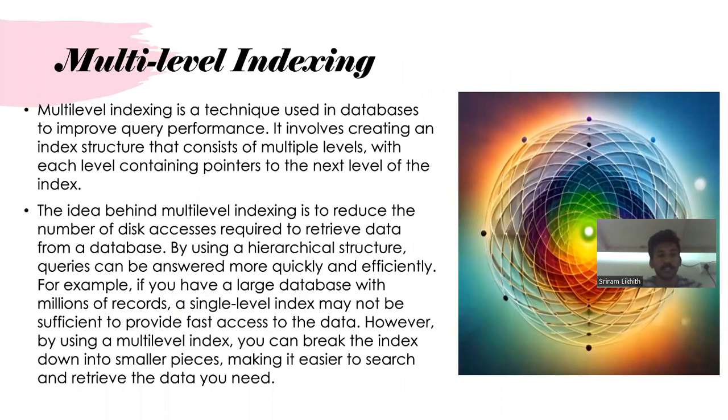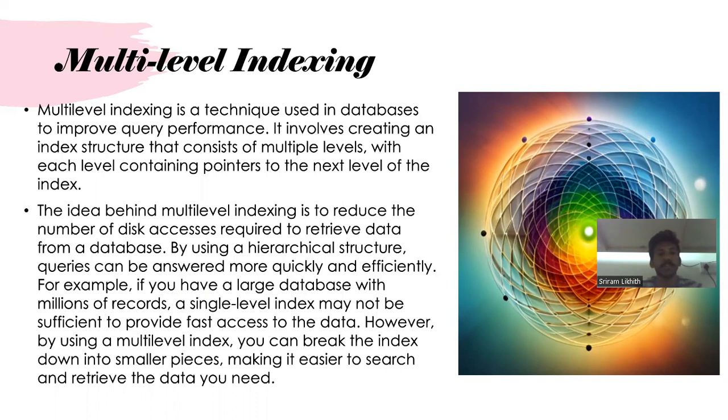What is multi-level indexing? If we go to the definition part, multi-level indexing is a technique used in databases to improve query performance. It involves creating an index structure that consists of multiple levels, with each level containing pointers to the next level of the index. There are two types of trees which go under multi-level indexing, B-tree and B plus tree, which will be discussed in the working part, but I will tell the basics first.